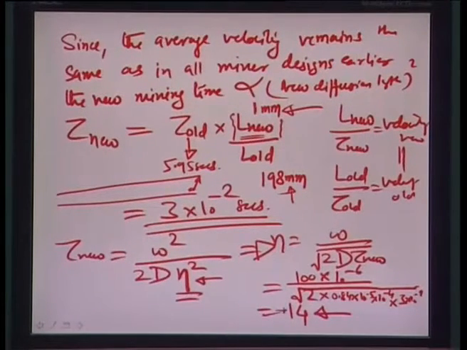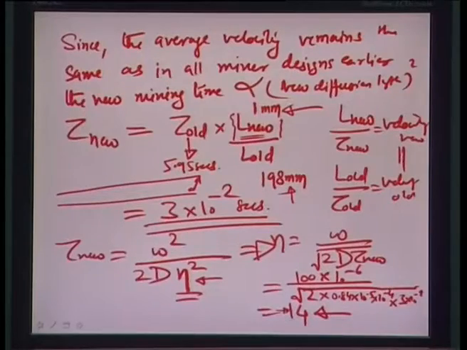So there have to be 14 laminae for the microfluidic mixer to have a similar performance as the 198 mm length with only one laminae of each kind. So that is how you do some of these problems. I would like to do another numerical example for the sake of clarity.